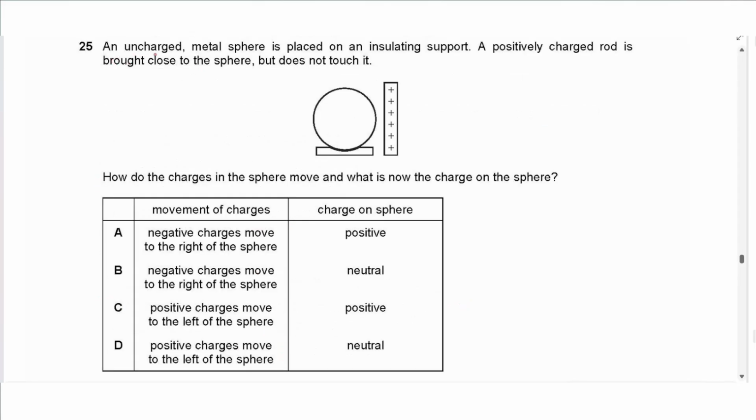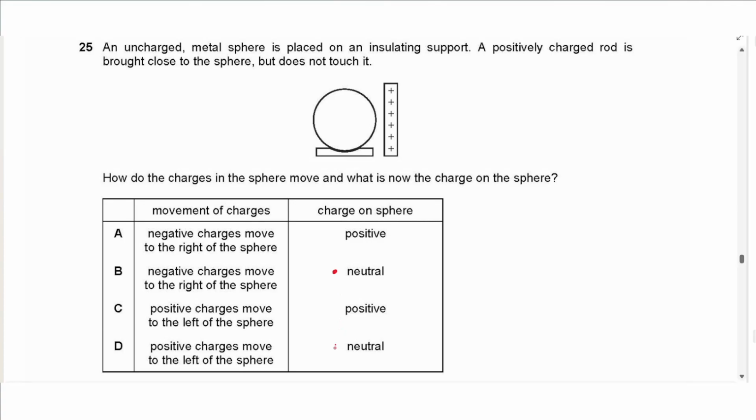Question 25 says an uncharged metal sphere is placed on an insulating support. A positively charged rod is brought close to the sphere but does not touch it. How do the charges in the sphere move and what is now the charge on the sphere? So it is still neutral because there was no contact and no transfer of electrons. And electrons are the only charged particles that can move inside the material. So positive charges move, that's not accepted, so C and D are rejected. And for neutral, negative charges move to the right, attracted to the positive side, and the total charge is still 0, so the answer is B.